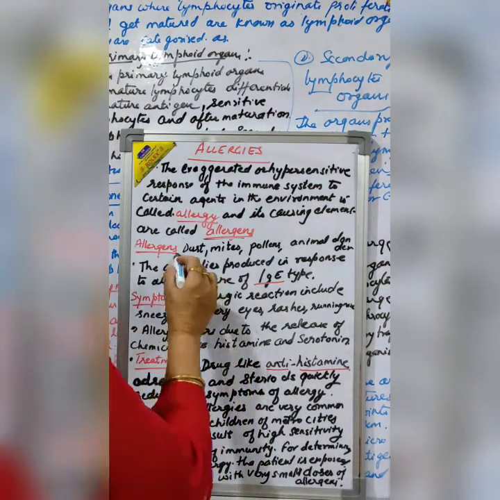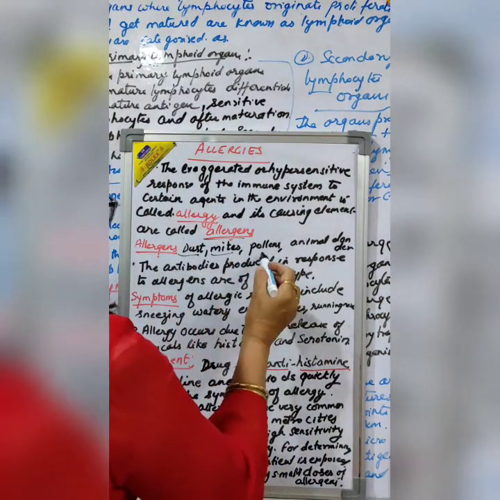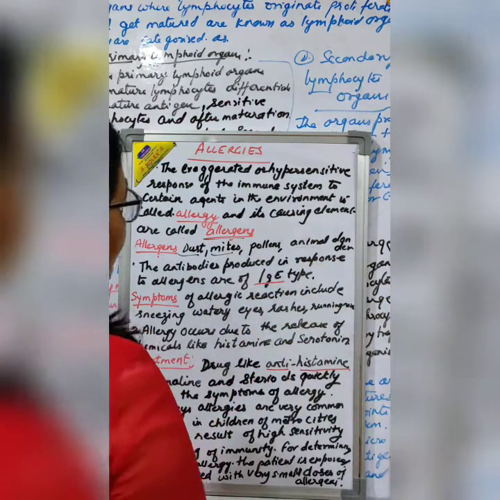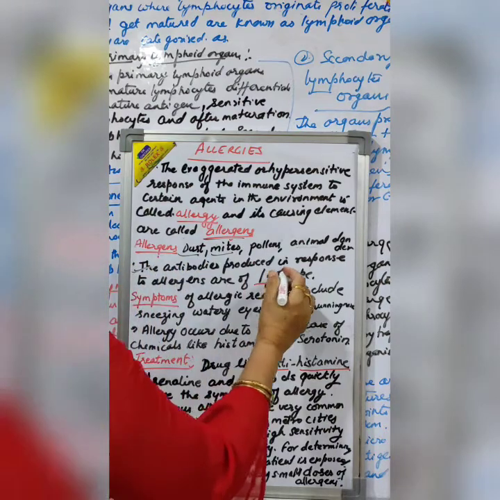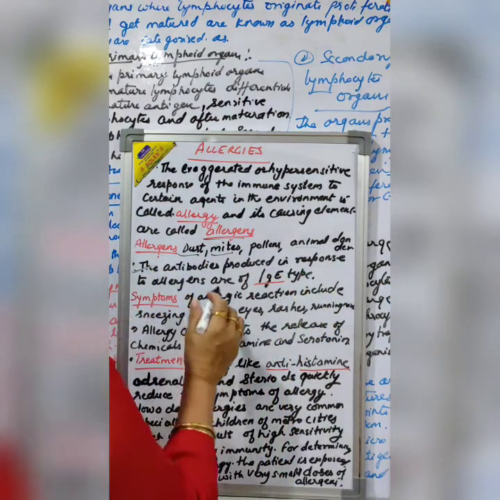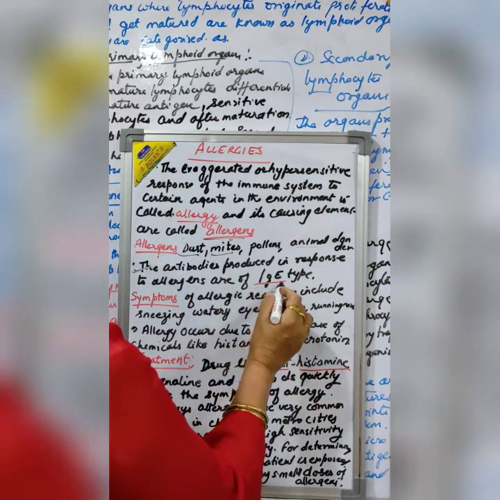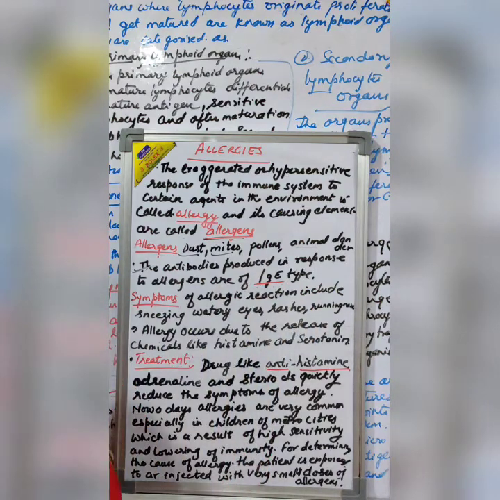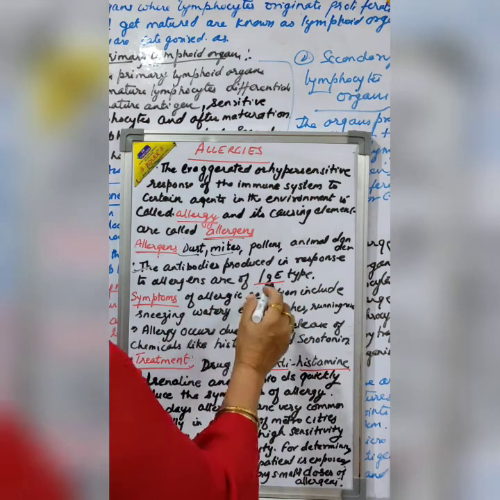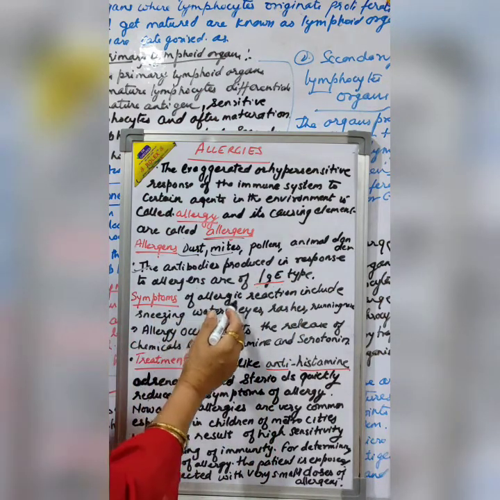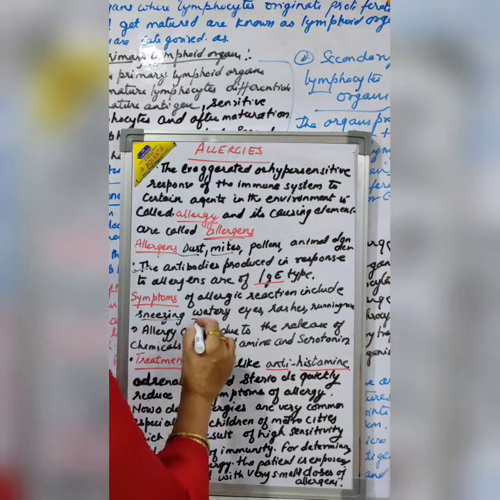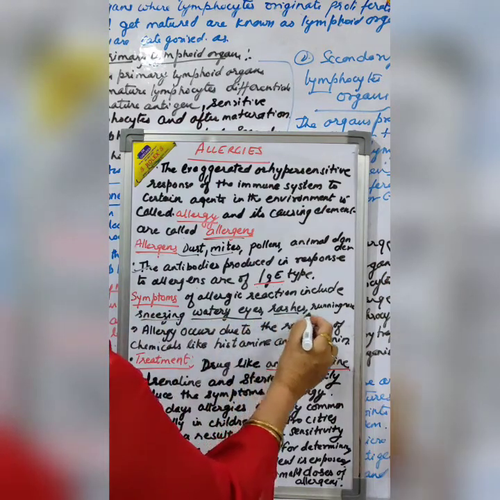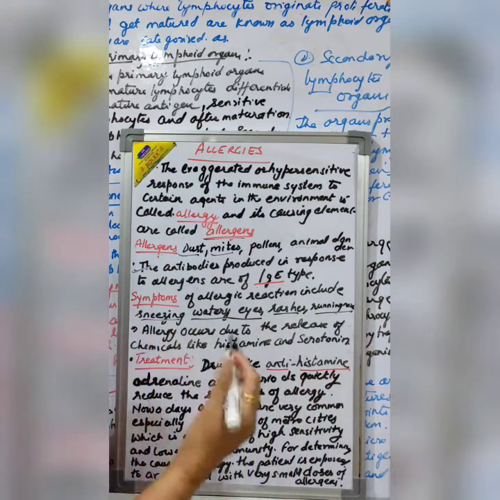Now allergens may be dust, mites, pollens, or animal danders. The antibodies produced in response to allergens are of IgE type. We have studied the different types of antibodies; from that, IgE type. Symptoms of allergic reaction include sneezing, watery eyes, rashes, running nose, etc.